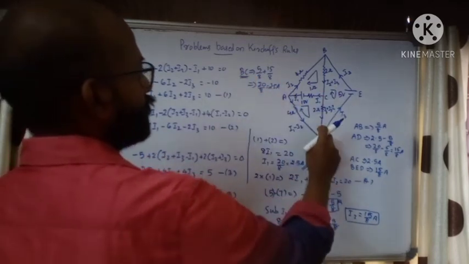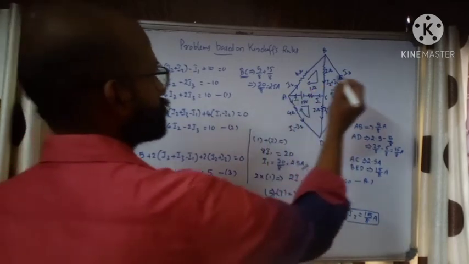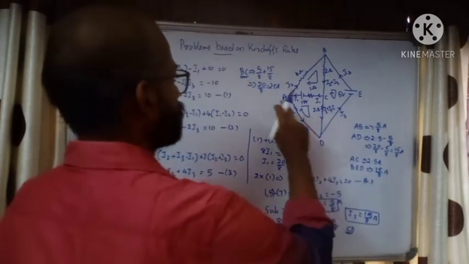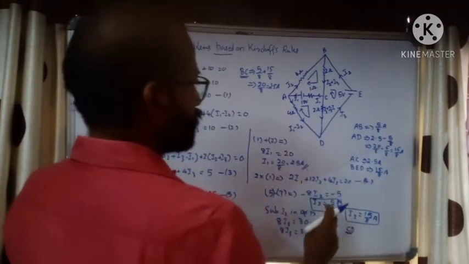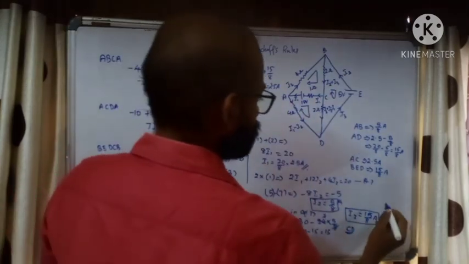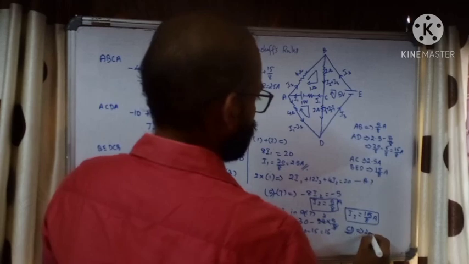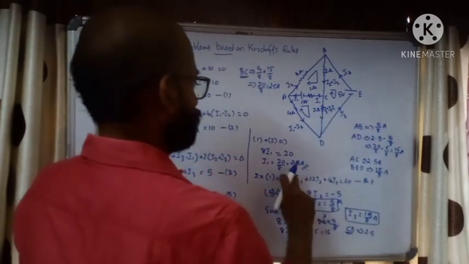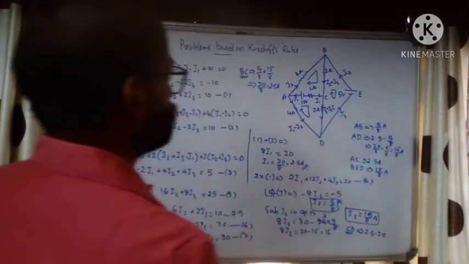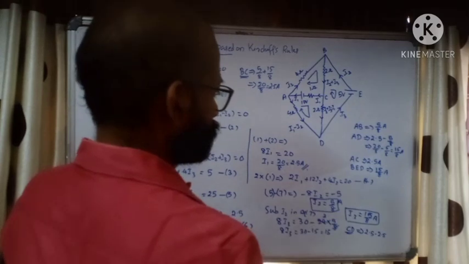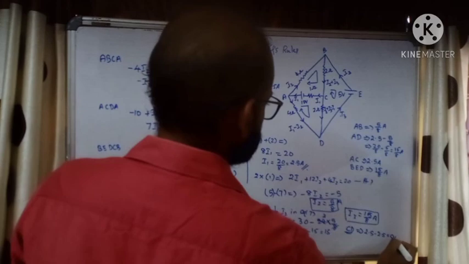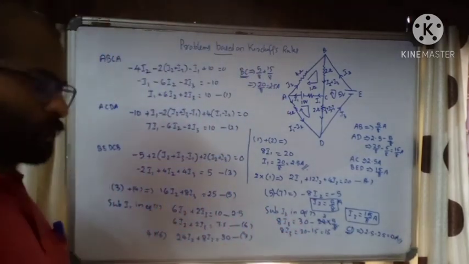Now we have CD. In the branch CD, how will you find it? I2 plus I3 minus I1. See, what is I2 plus I3? In the branch BC we had I2 plus I3, that is 2.5. So it is 2.5 minus I1. I1 is 2.5, so 2.5 minus 2.5. That is 20 by 8 minus 20 by 8, so the value will be 0 amperes. These are the values of current in each branch.